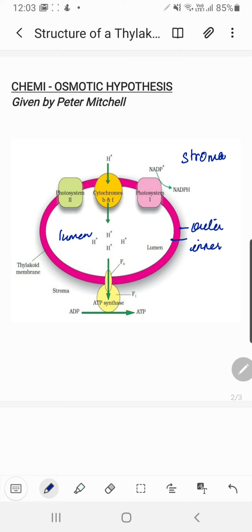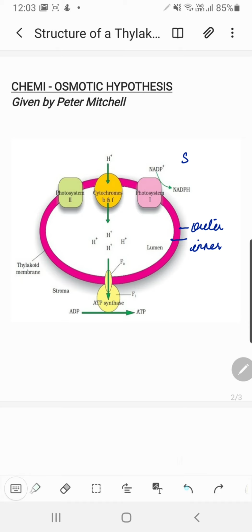You have to always learn that these two locations are different and accordingly they have their own specific functions, right? So once you have made it clear which area is stroma and which area is lumen, these ones are membranes, outer membrane and inner membrane. So you have to specify a few things here. This is photosystem 2. This one is a cytochrome complex associated with it.